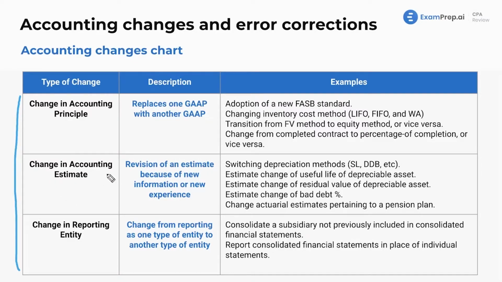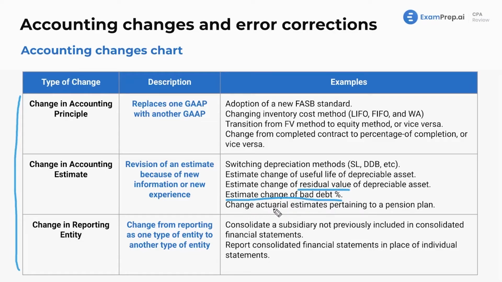Changes in accounting estimates. So this is going to be when you revise an estimate because of new information or experience. Maybe you switch depreciation methods, which changes your estimates, which changes your dollar amounts, because now you know that one is more accurate for your PP&E. Maybe you change the useful life of your depreciable asset because you realize it's going to last longer. You change the residual value of your depreciable asset because you realize that the salvage value, which is the same thing as residual value, is going to be much more or much less than you had originally estimated. Maybe a change in the bad debt percentage. You expect that you're going to collect more receivables than you thought you were going to.